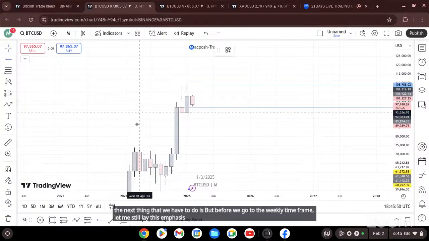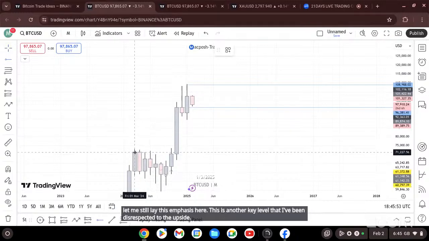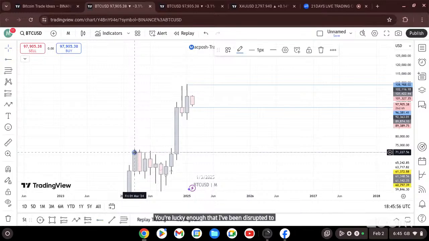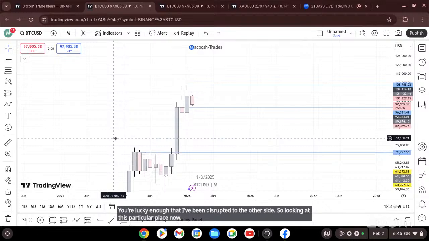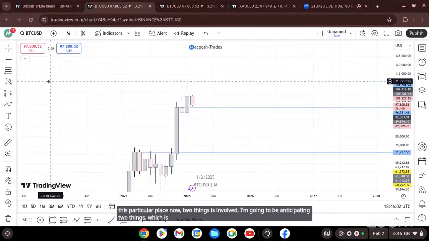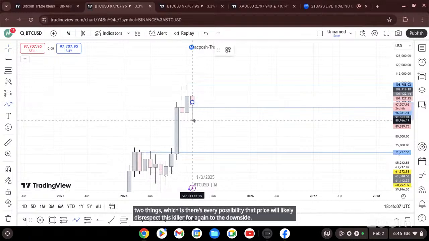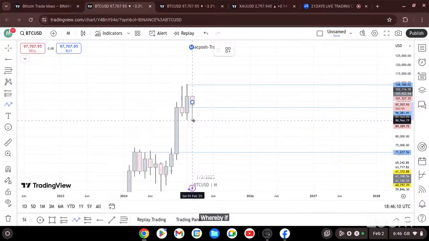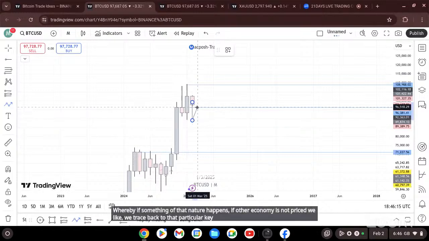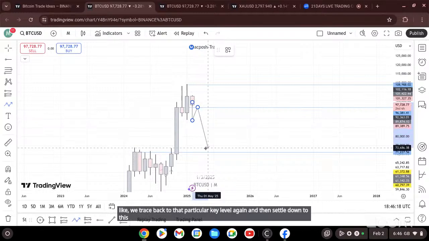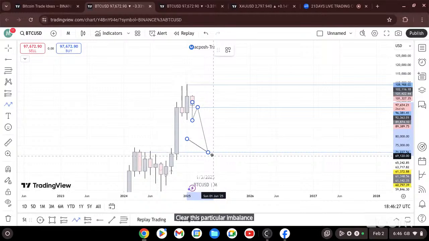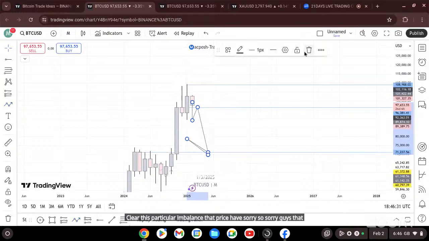This is another key level that has been disrespected to the upside. Looking at this particular place now, I'm going to be anticipating two things. There's every possibility that price will disrespect this key level again to the downside, whereby price will retrace back to that particular key level again, and then sell down to this key level. When it sells down to this key level, it will have cleared this particular imbalance that price has created on the monthly chart.